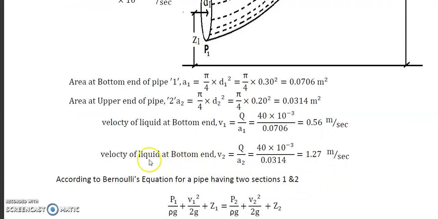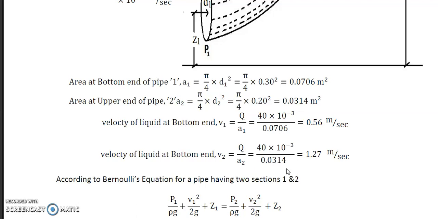Like that we can calculate the velocity of the liquid at the upper end. The velocity of the liquid at the upper end, V2 is equal to Q by A2, then 40 into 10 to the power minus 3 by A2, just now you have calculated, that is 0.0314 meter square. If you calculate, it will come 1.27 meter per second. Now you have calculated the velocity at both ends.